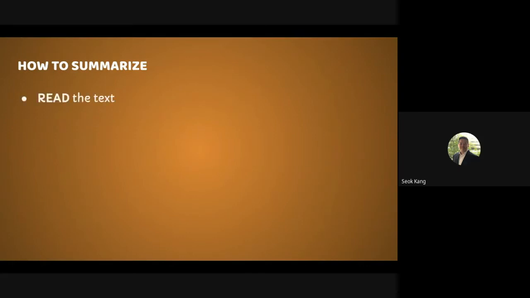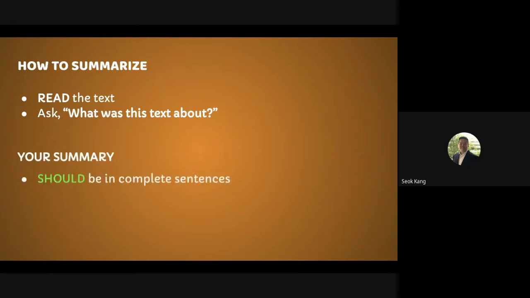So how to summarize? First, of course, it's obvious, read the text. And while you're reading, ask yourself, what was this text about? What did I just read? Okay, your summary should be in complete sentences. Let me repeat that again. It should be in complete sentences. Okay, should cover the main point and the key ideas. Main point is basically what the text is about, and the key ideas are information that support that.